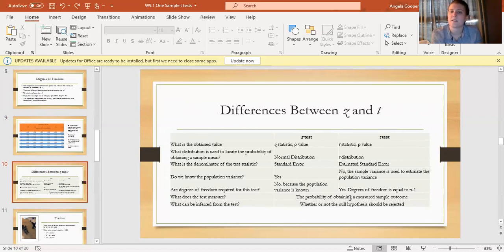And they're both measuring the probability of obtaining a measured sample outcome. So they're both measuring, hey, if our population of vegans is the same as the population for the general American public, how likely is it that we get this 15.5 as the mean? That's what that probability of obtaining a measured sample outcome is. And then as per usual, we're determining whether or not the null hypothesis should be rejected.